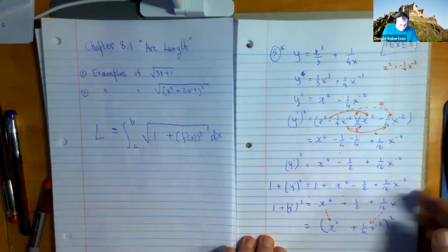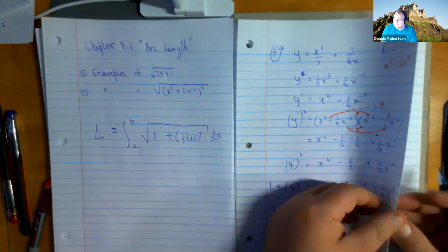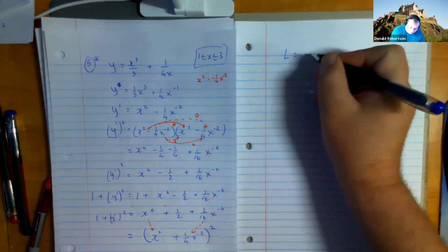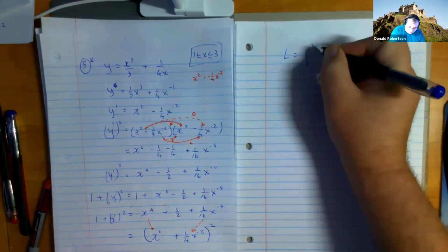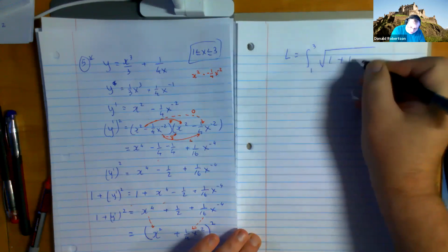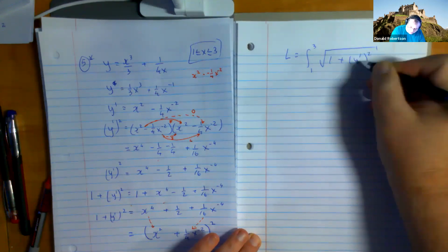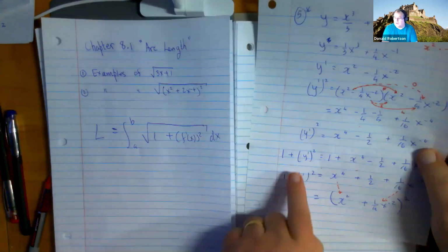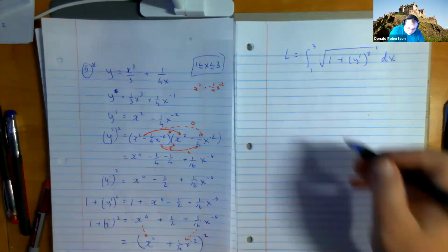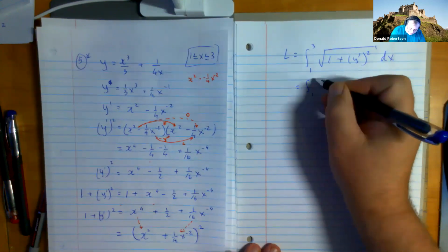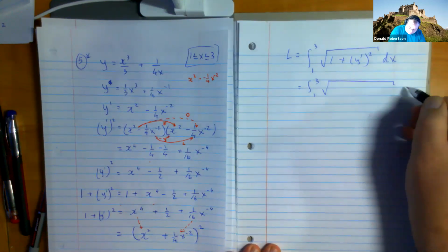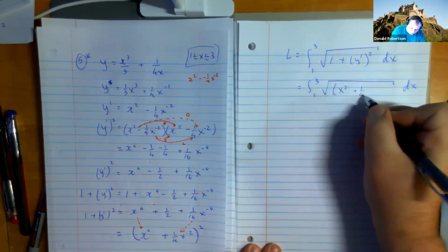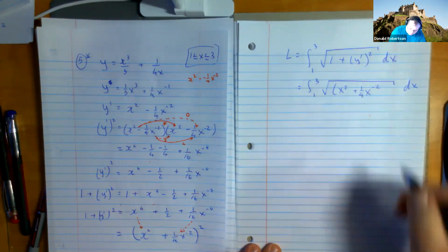Which means we can now essentially complete the question. The arc length is going to be the integral from 1 to 3, the square root of 1 plus the derivative squared, and I'm using that version of the formula rather than this one because we were using y dash. That's the only difference. And that's the integral from 1 to 3 of the square root of x squared plus 1/4 x to -2 squared.